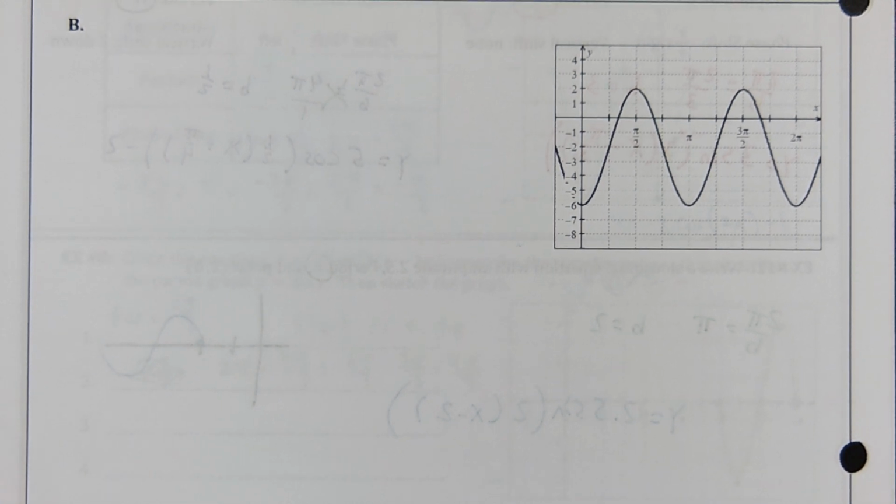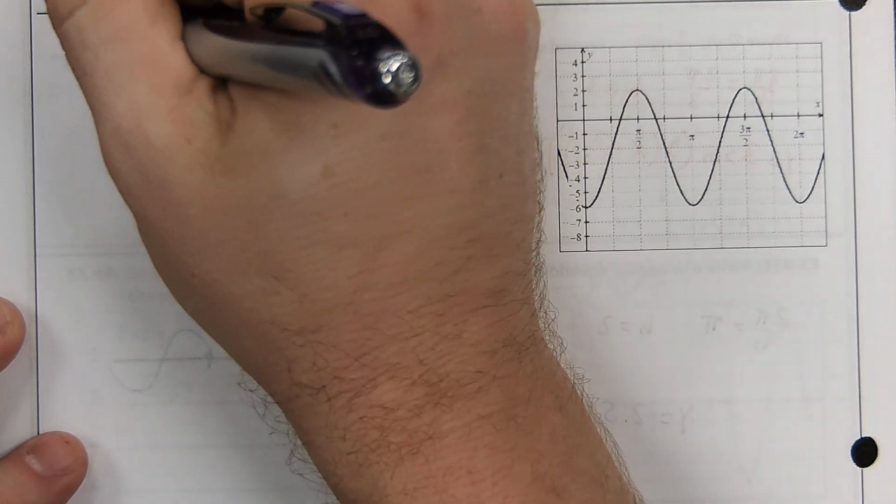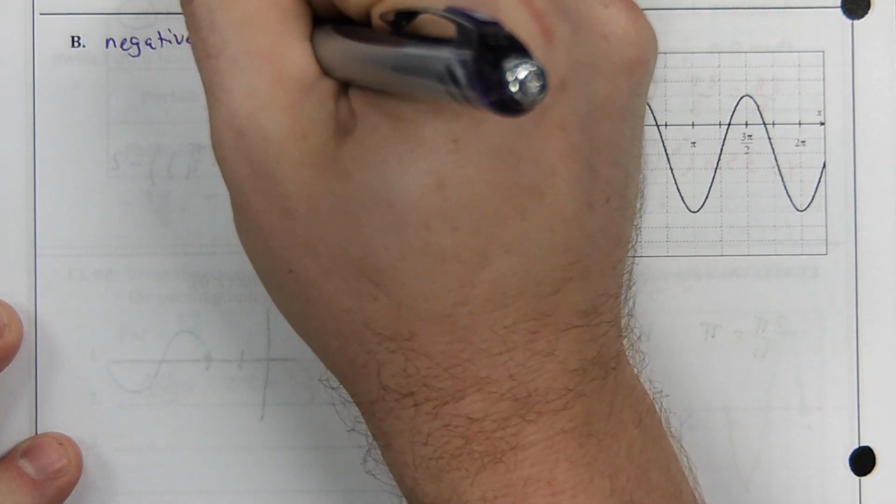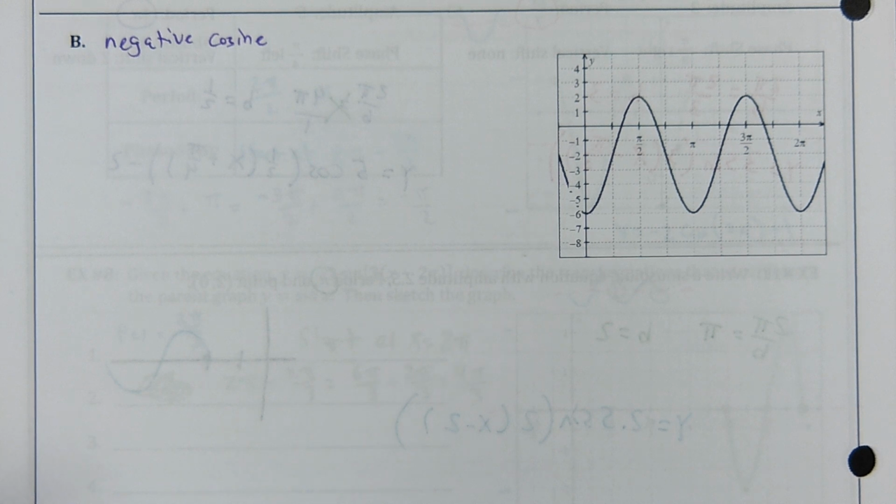First of all, based on its shape, what would be the easiest model to use? Yeah, negative cosine would be the easiest. And what can we see from it? What's its period length? You should be able to just see that. Period length is pi.